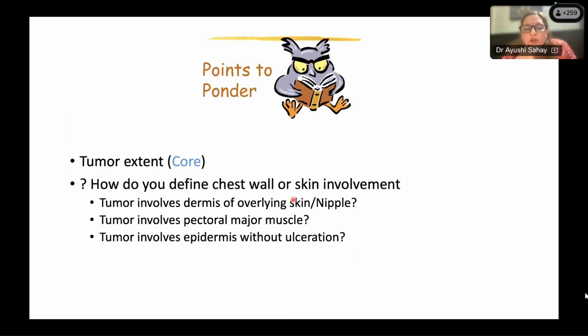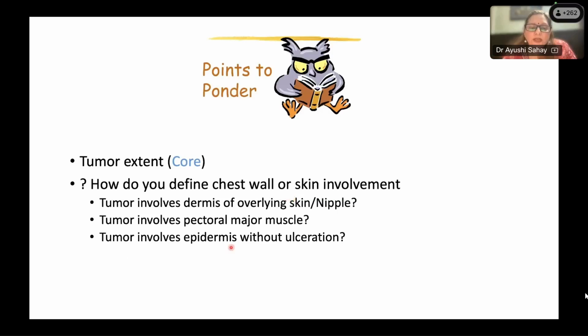So what do you mean by tumor extent? Extent of tumor involves the skin. So extension is to either the skin, nipple areola, or the underlying chest wall. These alter the management. Okay. So can you tell me how do you define chest wall or skin involvement?